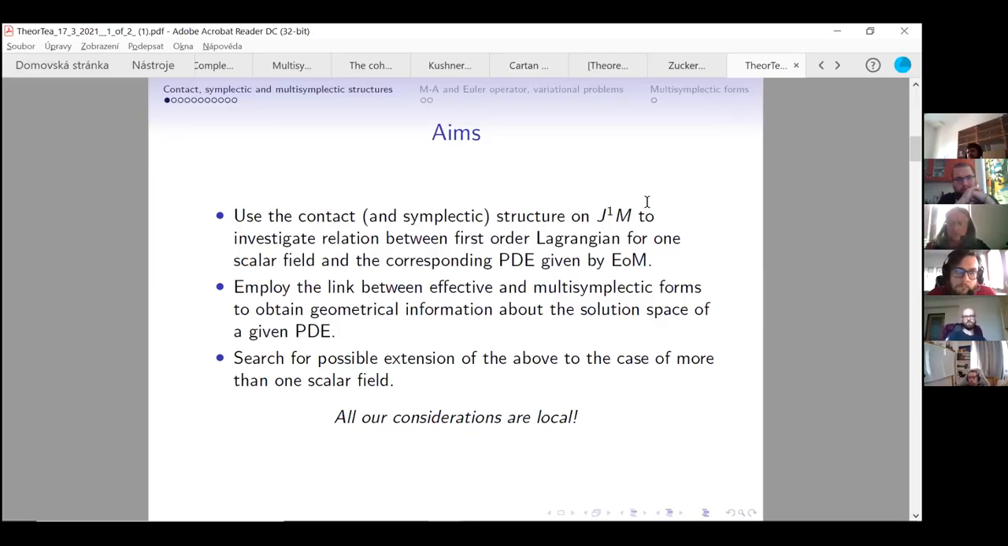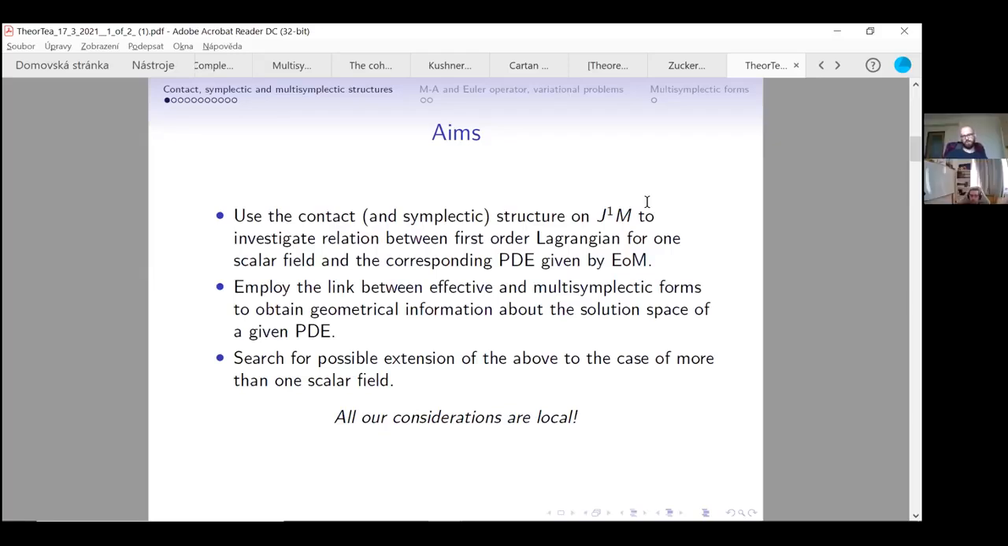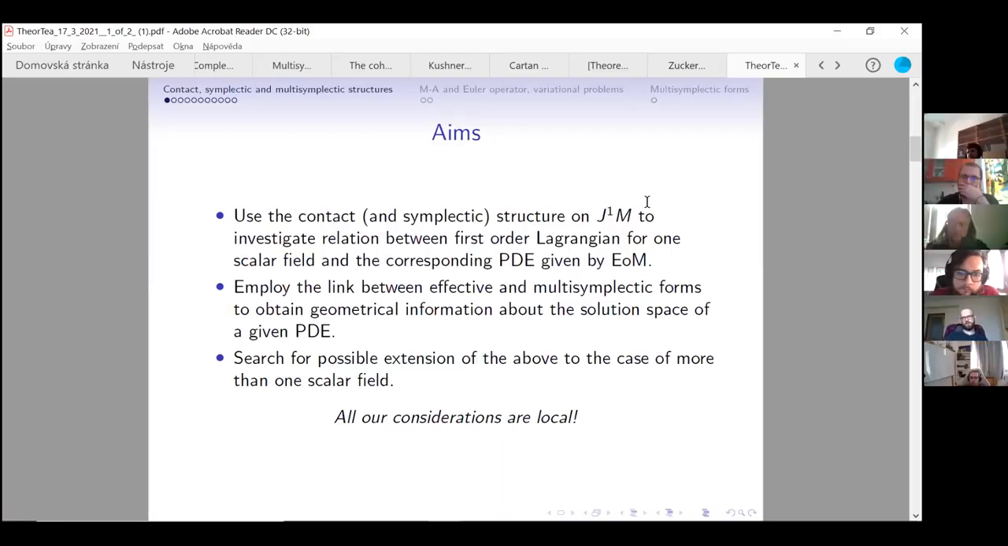And a sort of long shot would be point 3, which we will probably cover next time, at least to some extent, because this is work in progress, and many things remain open so far. It is the possible extension of the above case to the situation of more than one function.